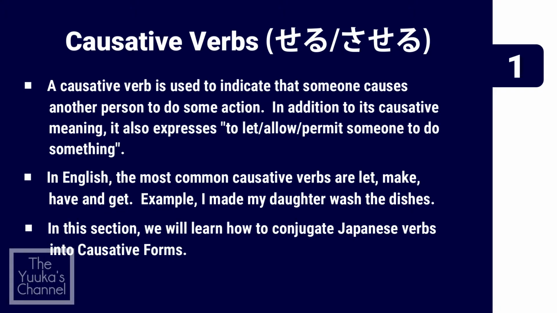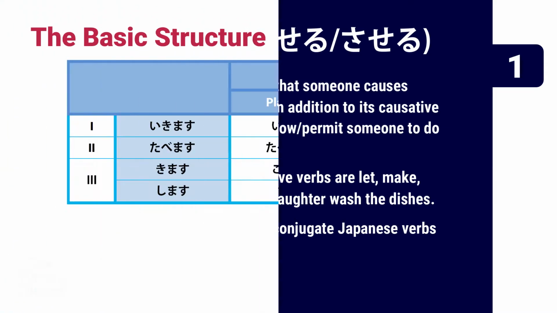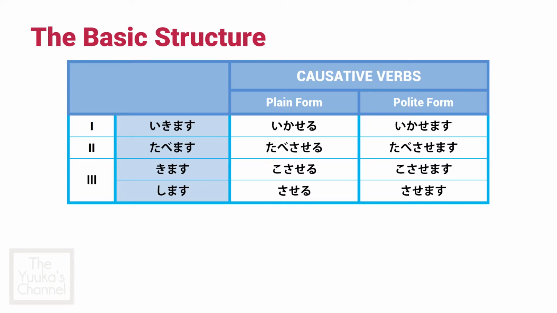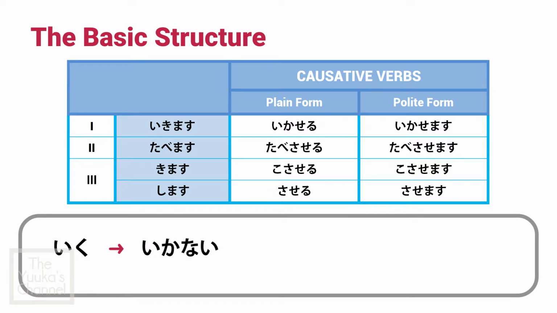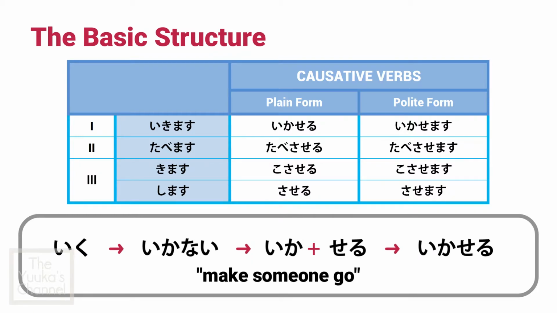In this section, we will learn how to conjugate Japanese verbs into causative forms. The causatives are conveniently formed by attaching seru or saseru to the negative stem. Example, ikanai is the negative form of iku. From here, we get the negative stem and add seru. Ikaseru, make someone go.